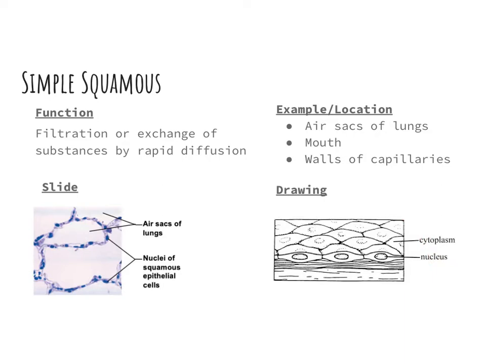The first type of epithelial tissue we'll discuss is called simple squamous. As the name indicates, it is one layer of flat squamous-shaped cells. If you look at the image, here is your one single layer of squamous-shaped cells. The function of simple squamous is filtration or exchange of substances by diffusion. Because it is such a thin tissue, it is great for diffusion. It's very easy for things to diffuse in and out of it.